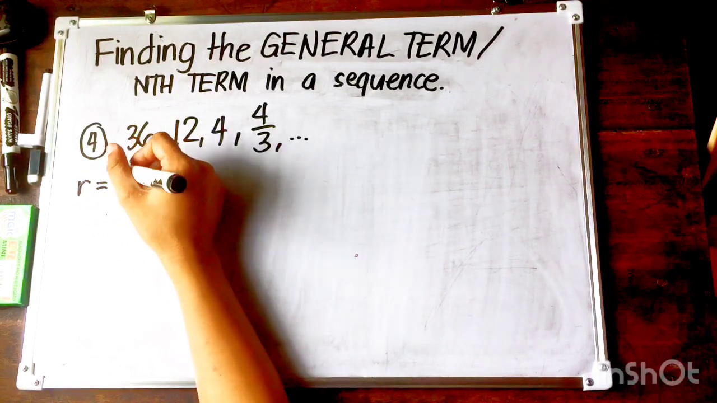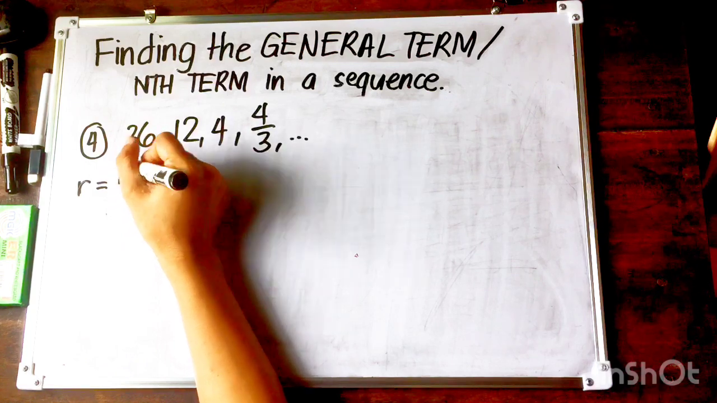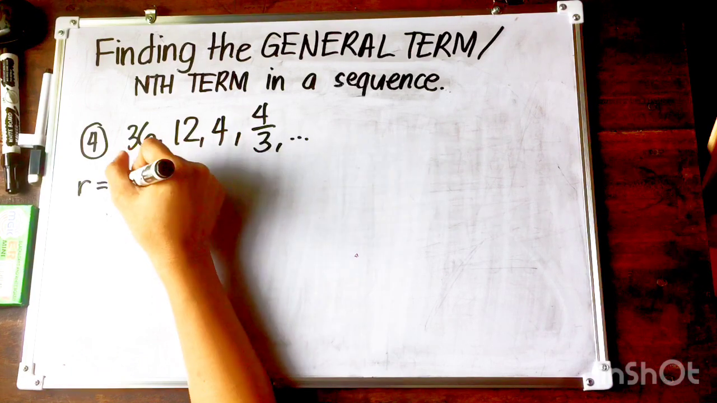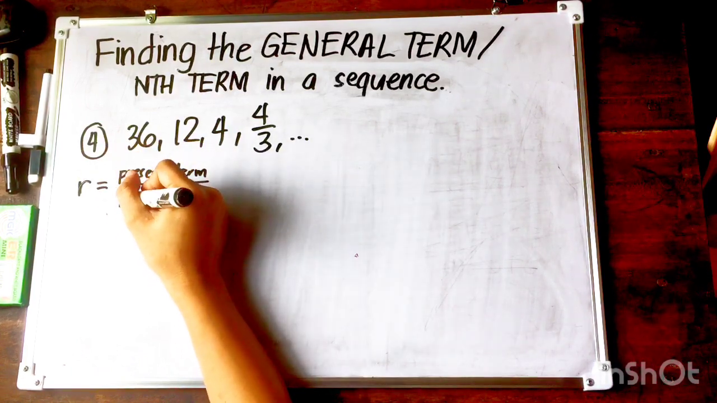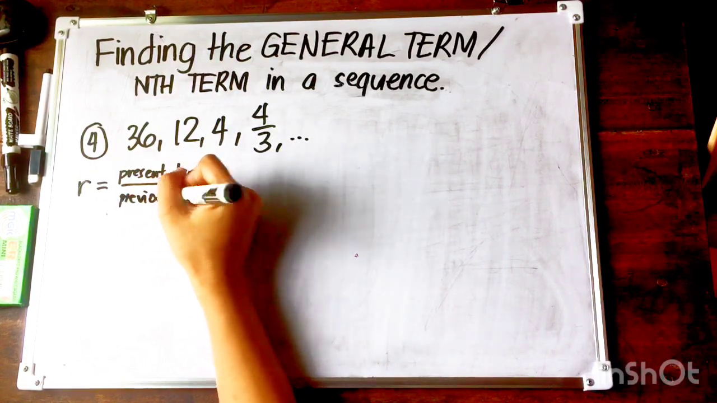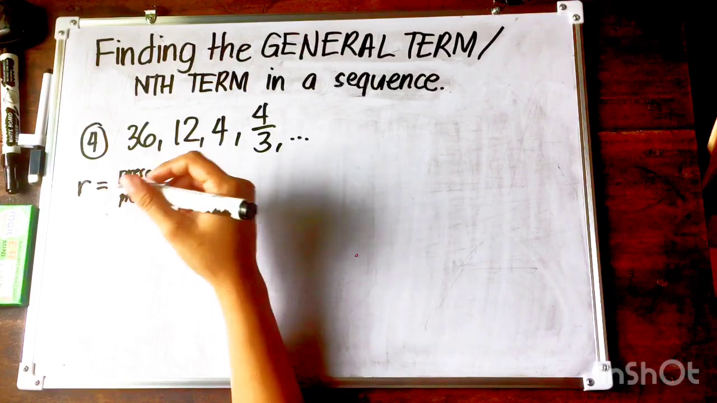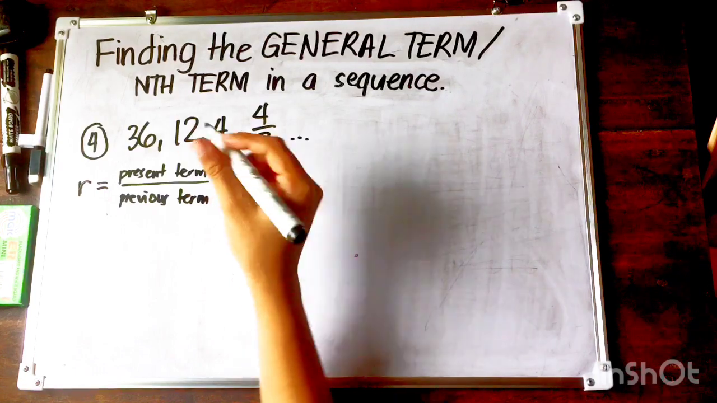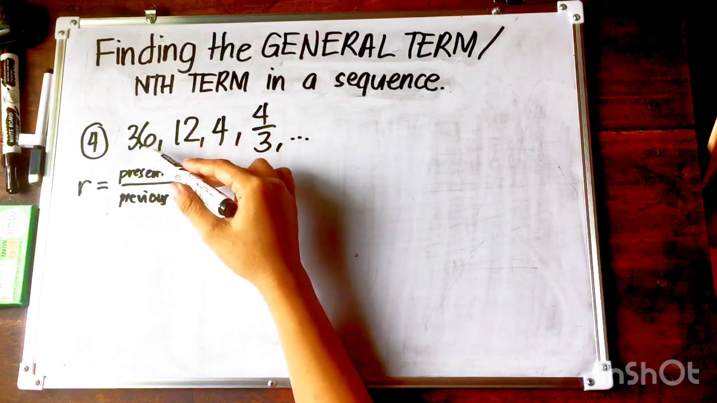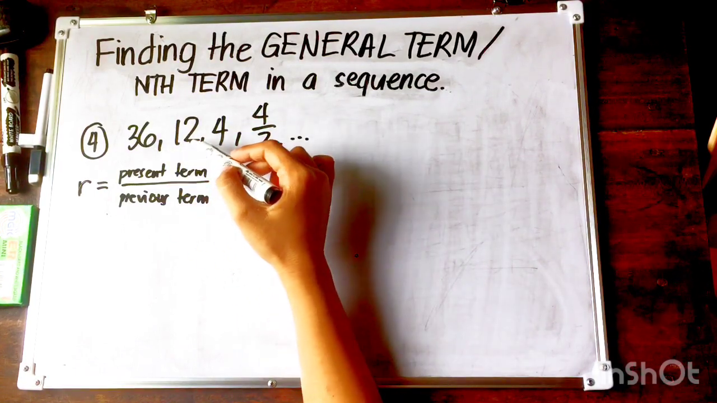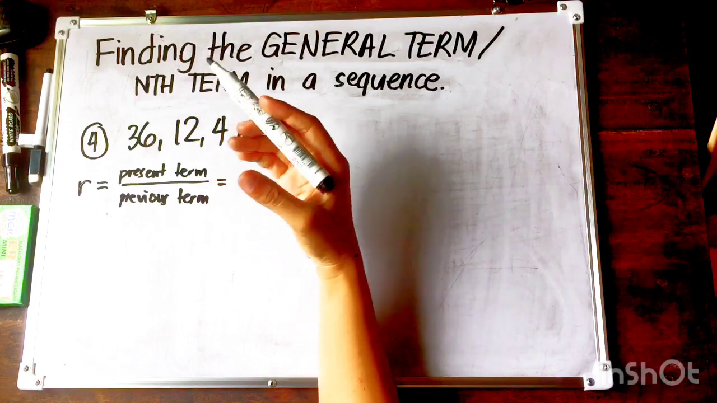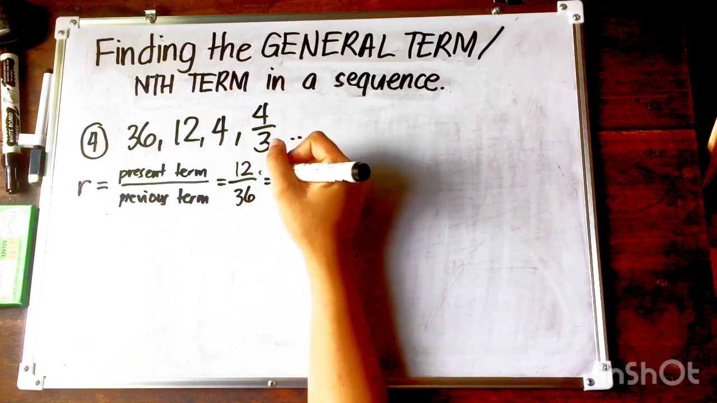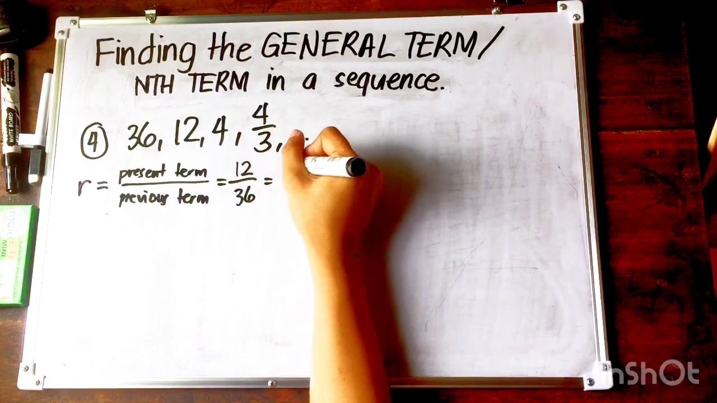divide the present term over its previous term. So in this case, since the 36 has no previous term, we'll proceed to 12. So 12, that's our present term. So 12 divided by 36, so that is 1/3.